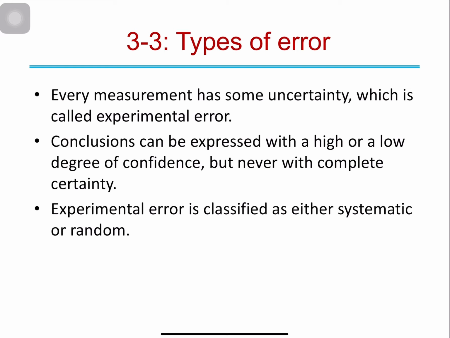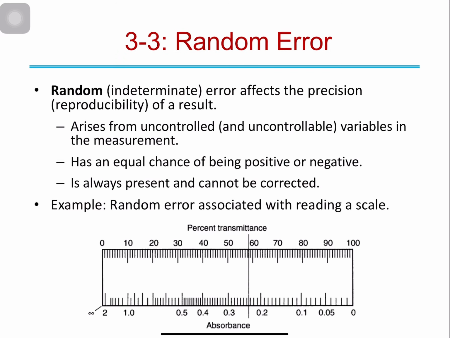There are two types of errors that you may encounter in any measurement. These are the random error and systematic error. So what is the random error? The random error is called the indeterminate error, and it affects the precision or reproducibility of a result. Usually the random error arises from uncontrolled or uncontrollable variables in your measurement. So you cannot control the random error, you cannot correct it, and it will always be there.